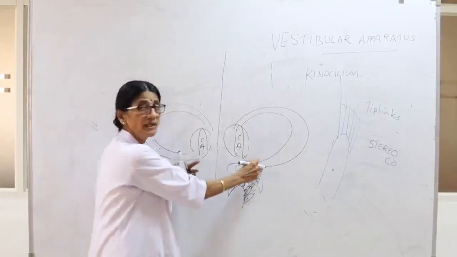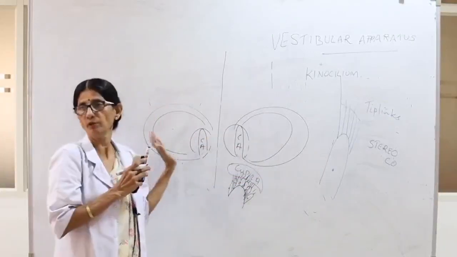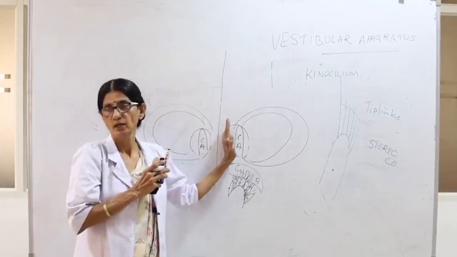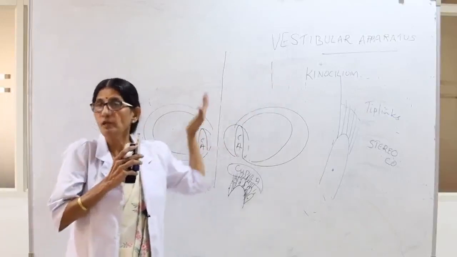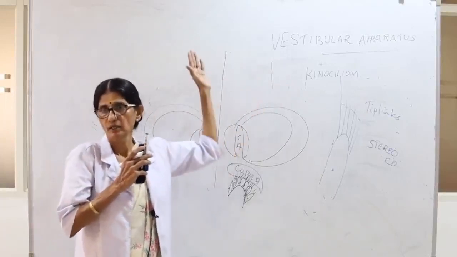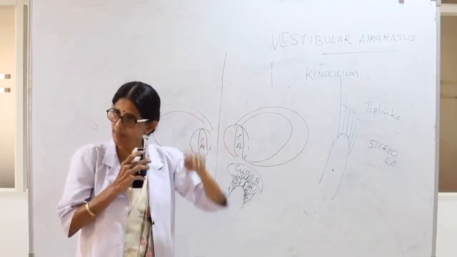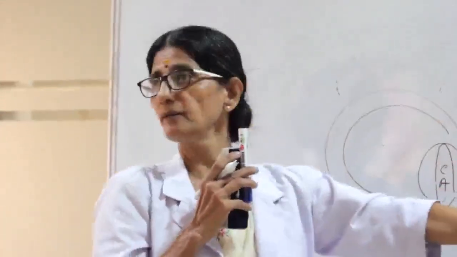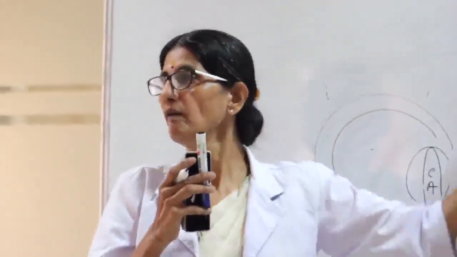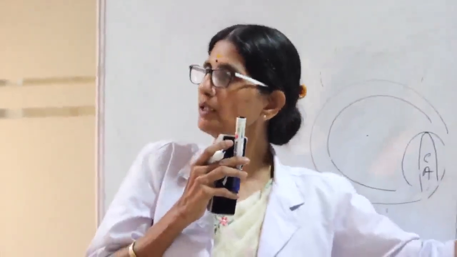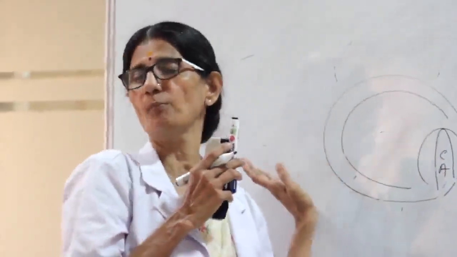So the signal on the right side will be the depolarizing one, and the signal on the left side will be a hyperpolarizing one. The planes in which the two canals work will be such that, when the head or body moves toward one side, that side produces an excitatory signal, and at the same time there is an inhibitory signal on the opposite side.